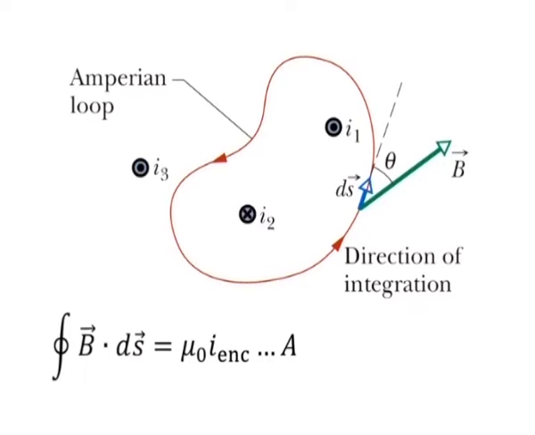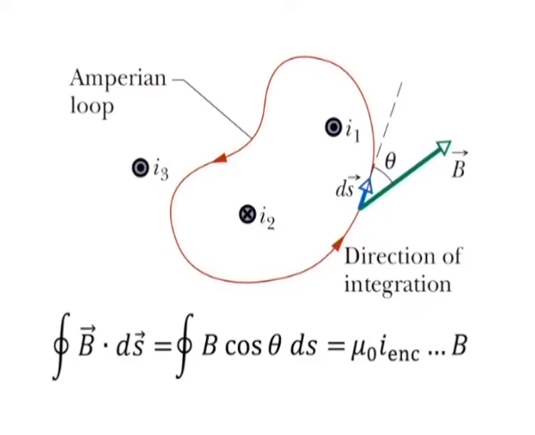However, we do not know the orientation of the magnetic field within the page. In the figure, the magnetic field vector is arbitrarily drawn at an angle theta to the direction of the differential element. The scalar product on the left side of equation A is equal to B cos theta ds. Thus, Ampere's law can be written as the cyclic integral of B dot ds is equal to the cyclic integral of B cos theta ds, which comes out to be equal to mu 0 times I encircled.